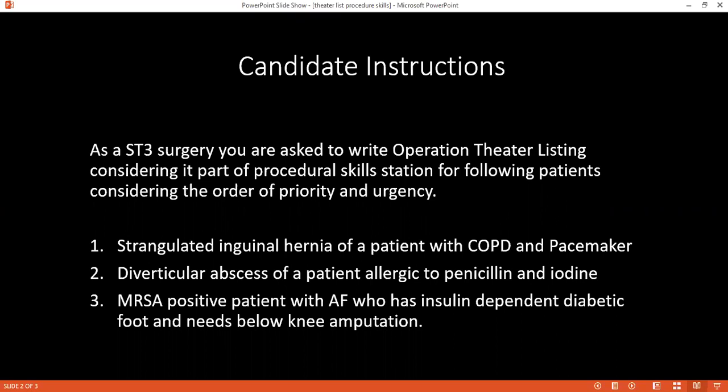And the last patient is of course the diabetic patient, and diabetic is always in priority, but he is MRSA positive. So MRSA positive will contaminate the other patients, so I have to keep this patient last.